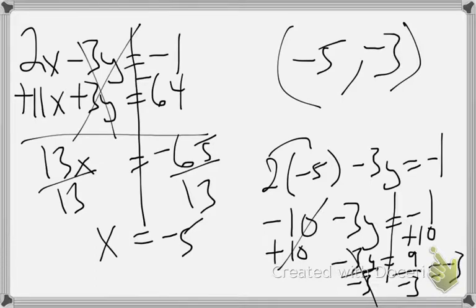Y is 9 divided by negative 3, which is negative 3. Let me just eyeball this. 2 times negative 5 is negative 10. Negative 10, and a negative 3 and negative 3 make a positive 9. So negative 10 plus 9 is negative 1. Check. 11 times negative 5 is negative 55. Negative 55, and 3 and negative 3 make minus 9. So negative 55 minus 9 is negative, that's definitely a negative 64. Yep, negative 5, negative 3.